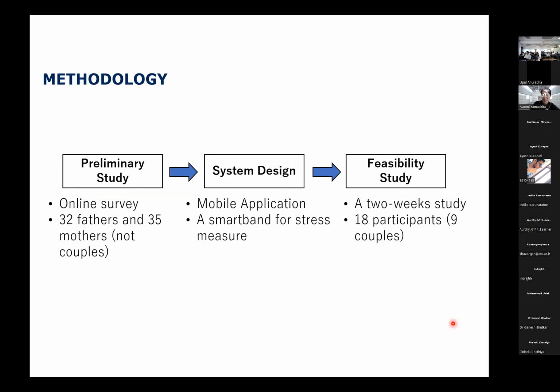Sorry. So given this background, in this study we first conducted an online survey with 32 fathers and 35 mothers living in South Korea to understand their needs. Then based on the survey results, we designed a mobile app. Basically, the mothers wear a smart band, which can measure the mother's stress level and then share it with her husband who is working in the office.